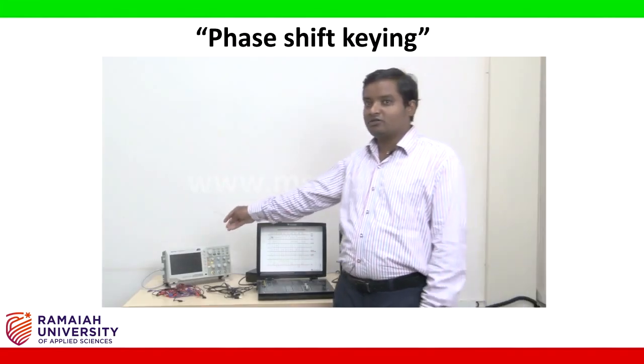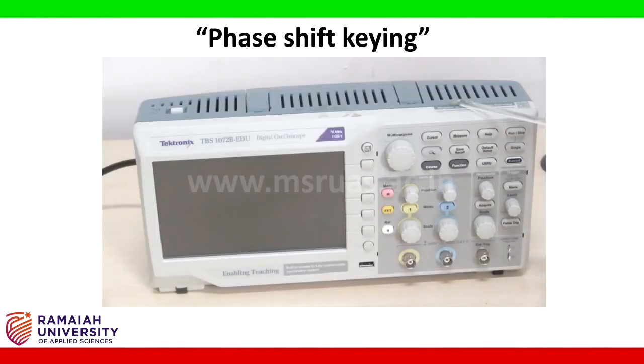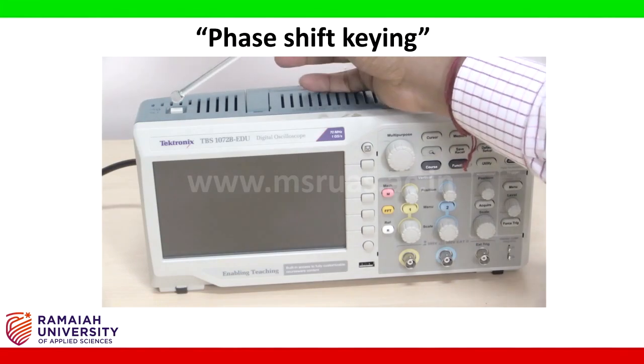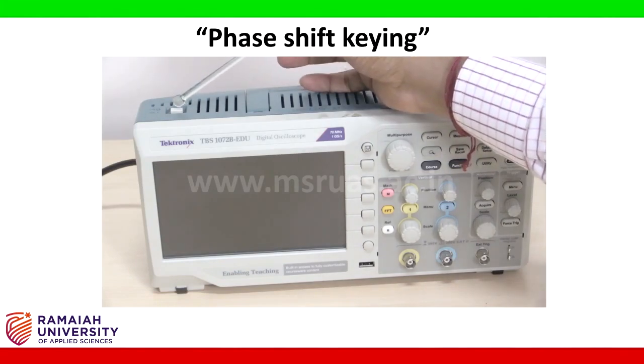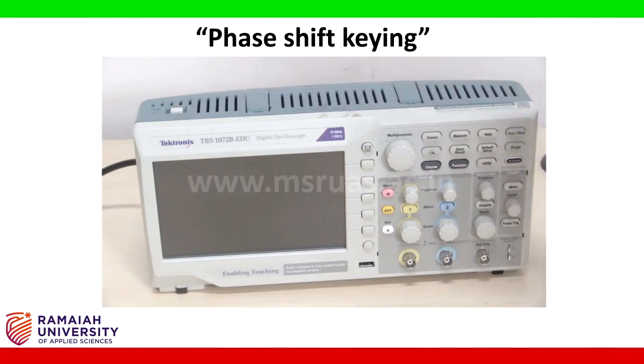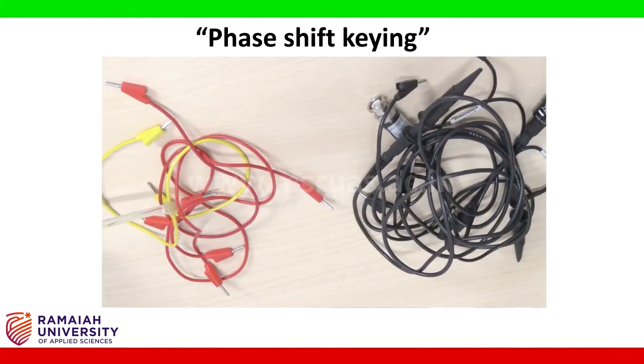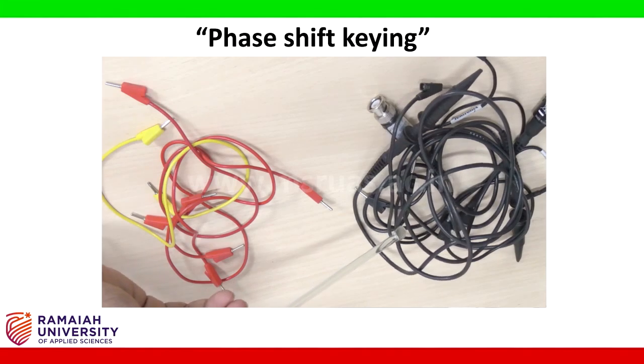And digital oscilloscope. This is digital oscilloscope. Main power switch of this digital oscilloscope is this one, and this is a two channel oscilloscope, channel 1 and channel 2. These are the magnitude adjusting knobs, and these are the horizontal position adjusting knobs, and this is the time scale adjusting knob. Connecting wire and probes for the digital oscilloscope.